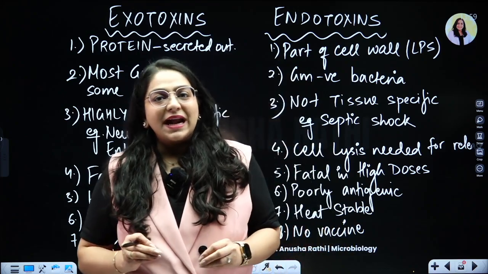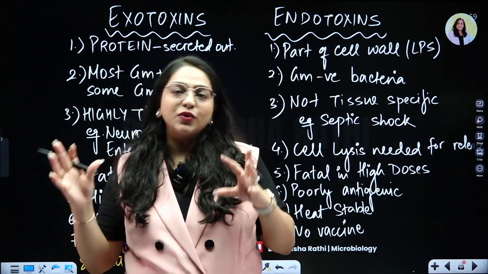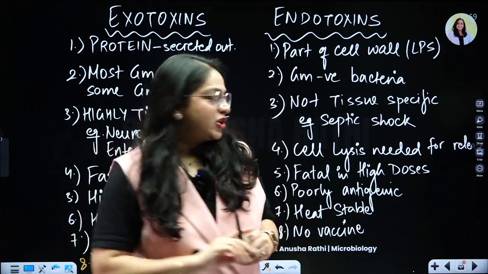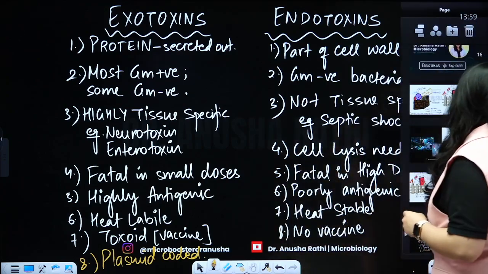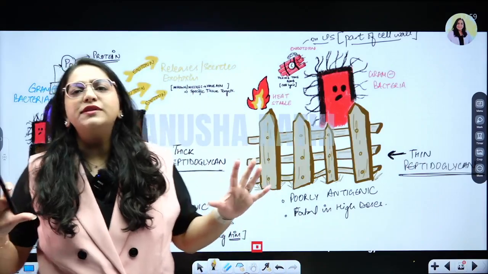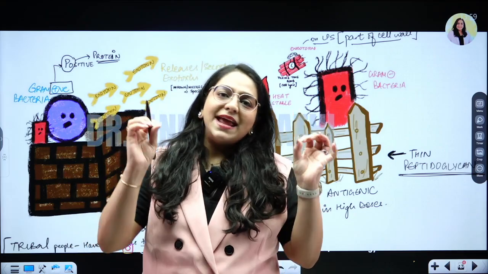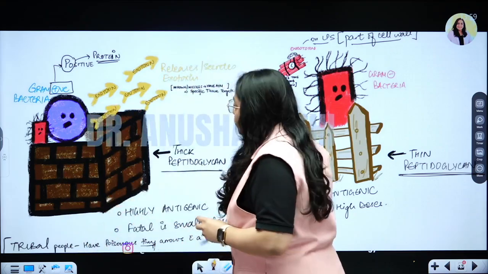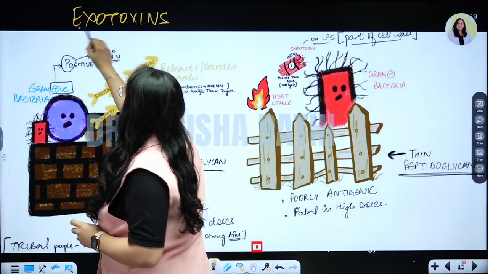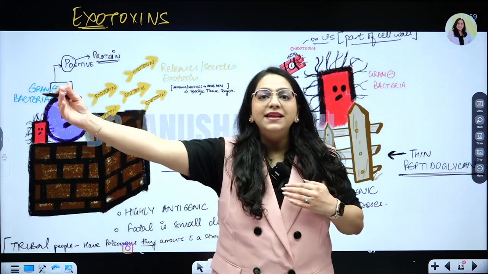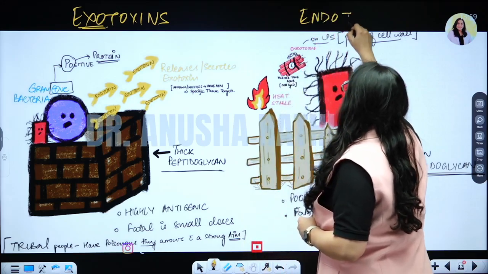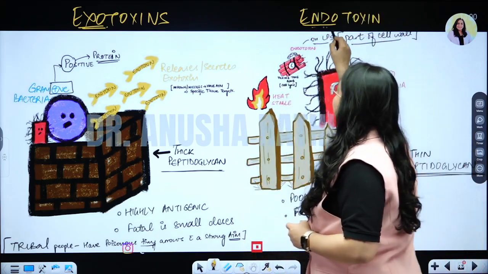So we are going to understand the concepts of the endotoxin and exotoxin with the help of one cartoon, just one simple image. Let me show you that image. This right here is the image which will help you memorize all the differences between an endotoxin and an exotoxin. As the name exotoxin suggests, it is a toxin which the bacteria is producing outside its own cell, versus an endotoxin, which the bacteria is producing inside its own cell.